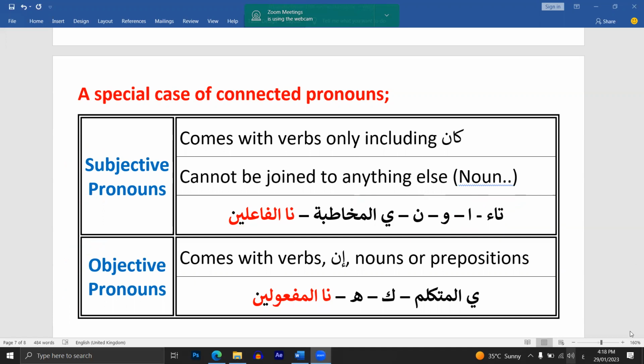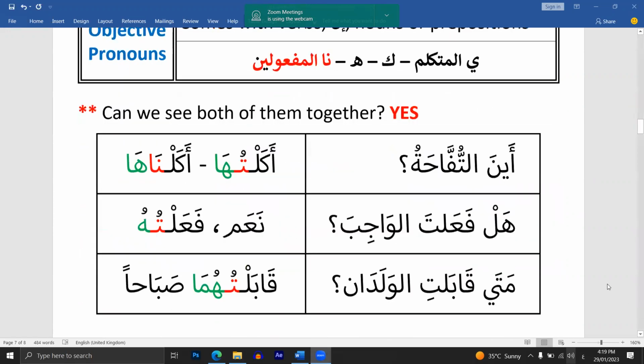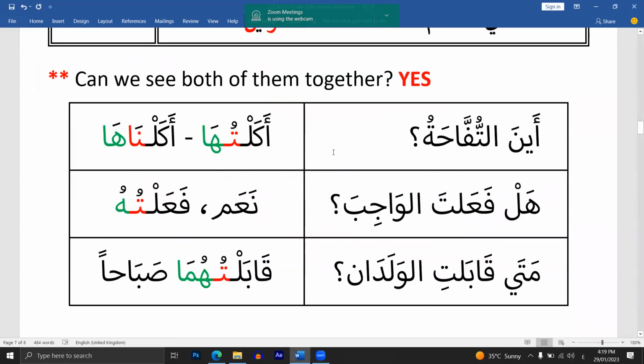But the special case we are talking about today is, can we see both of them together? Can we see both subjective and objective pronouns together in the same word or the same sentence? Yes, we can. Like these examples here. I would like someone to read the first one. Who is ready? Who can participate? Raise your hand.